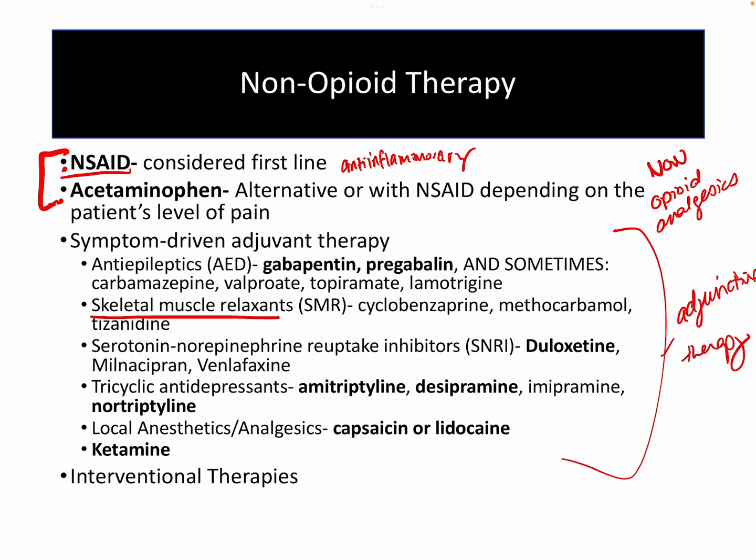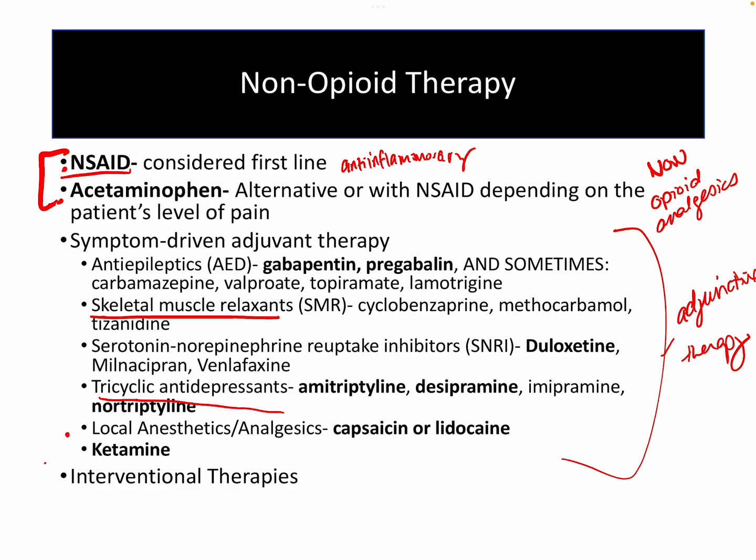Serotonin norepinephrine reuptake inhibitors, primarily what you can think of here is duloxetine, and that's what you saw in the lower back pain. It does have a higher indication in lower back pain or chronic pain as opposed to acute pain. Let me go to tricyclic antidepressants. Again, neuropathic or chronic pain is typically where you see these.